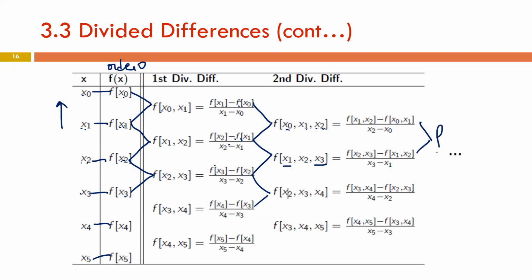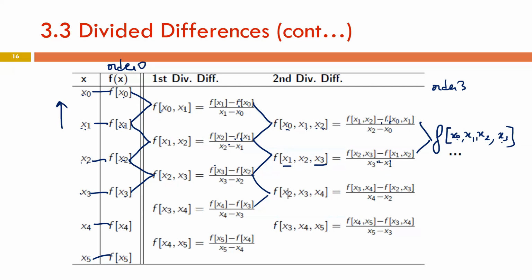These two, what will they give me? Order 3, involving x0, x1, x2, and x3, and it will be the difference between these 2 values over x3 minus x0. This is the idea.